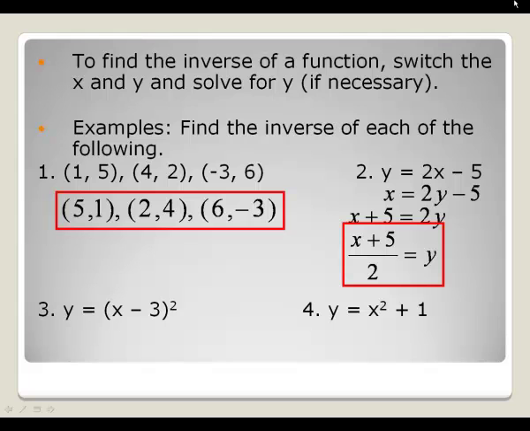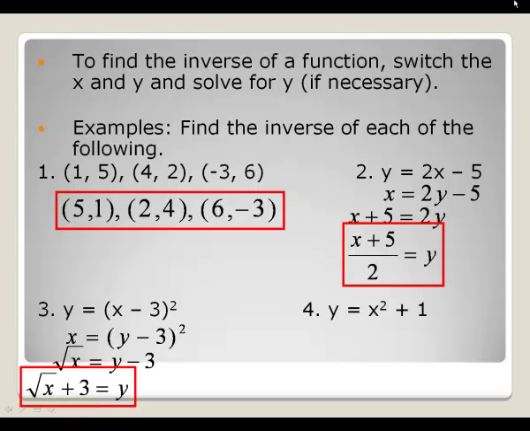On number 3, we're going to switch the x and the y. So our equation will look like x equals (y minus 3) squared. And now we're going to solve for y. Begin by square rooting to get rid of the squared, and then adding 3. So square root of x plus 3. The square root goes around just the x. The plus 3 is hanging on the end. And this is the equation for the inverse of our original. If you graph this equation and the original, they would be reflections over the line y equals x.